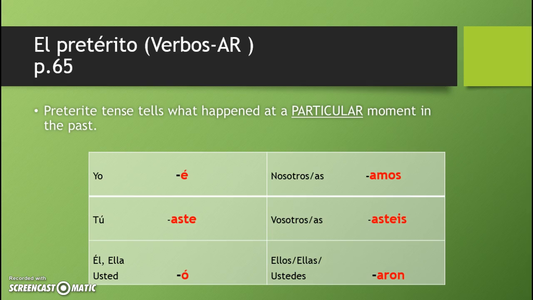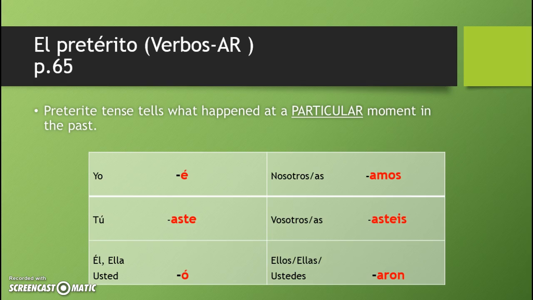El pretérito. Here we have our endings for our regular AR verbs. So the preterite tense tells what happened at a particular moment in the past. So this is something that's completed. So like yesterday, yo estudié. I studied for my test. So here are my endings.